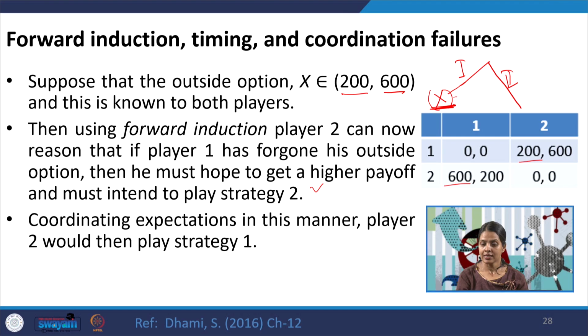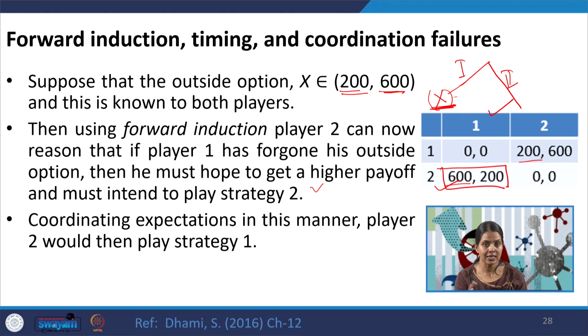Now, understanding that this belongs to, say, between 200 and 600, so it is some number, but player 1 is not playing the outside option, which means that he is expecting a higher payoff from his strategy 2, that is the battle of sexes. And what is the payoff which is higher than 200 in the battle of sexes? Only strategy or profile 2-1 can give player 1 a payoff of 600, which is the maximum possible.